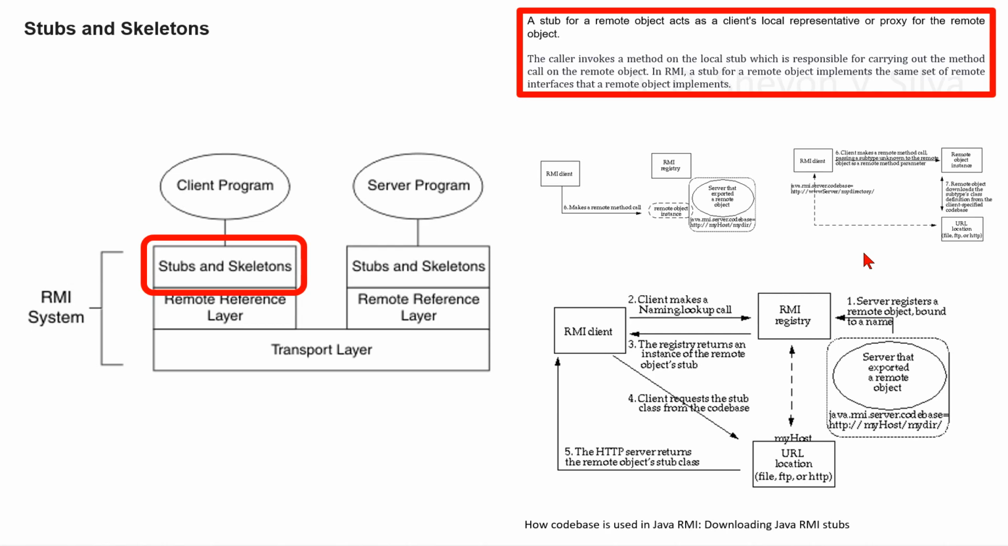Using codebase in Java RMI for more than just stub downloading. In addition to downloading the stub and associated classes to the client, the java.rmi.server.codebase property can be used to specify the location from which any class, not only the stubs, can be downloaded.